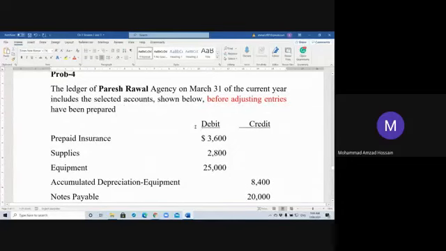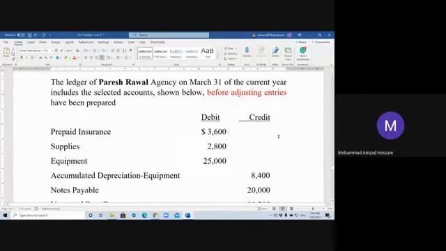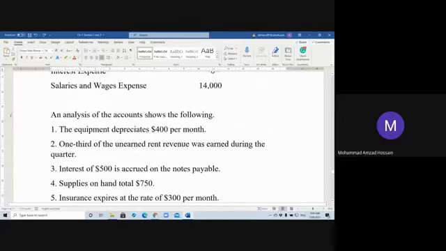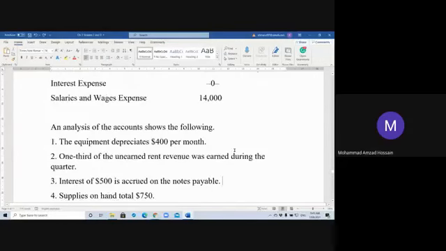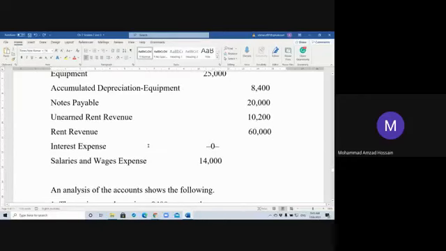Normal trial balance. Excellent. You have already learned how to prepare a normal trial balance. It has been given for you, but this trial balance does not include this information. So through adjusting entries, we have to incorporate this information, and thus we can prepare the adjusted trial balance, which is the final trial balance, complete and up to date. Okay.